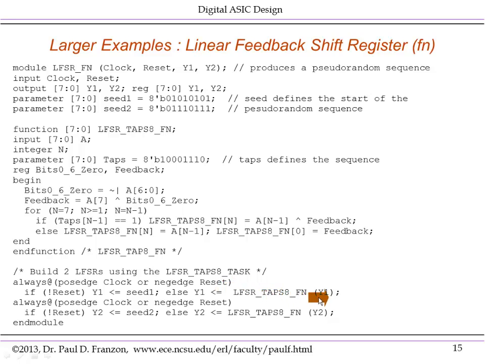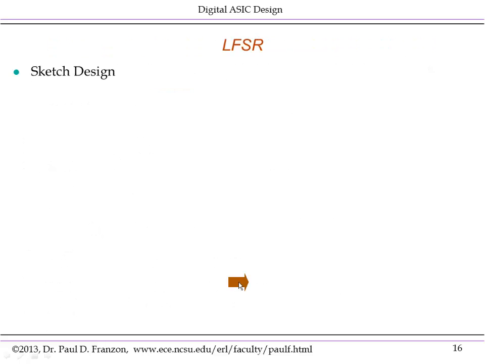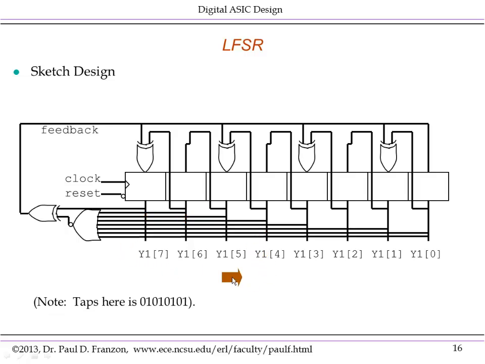Once we're beyond the reset, what happens is we call this function, LFSR taps 8 function, using the input of the current value of the pseudo-random number, y1, and that's assigned to the output, y1. This might seem a little strange, both the input and the output are the same, but remember this is separated by the rising edge clock event. That is, the input here, y1, are the outputs of the flip-flop from the previous clock cycle.